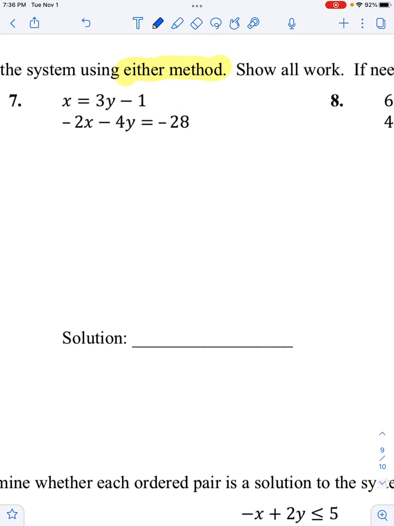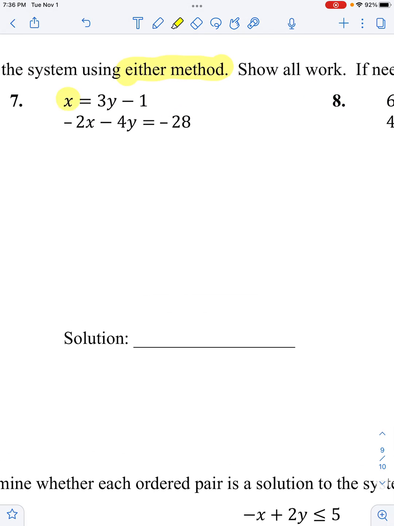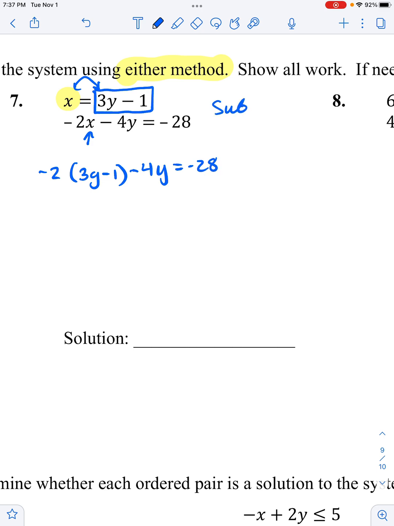So looking at this first problem, I think it's going to be easy to do substitution because they're telling me what x can be replaced by. So I can put that in for the x down here. So negative 2, and then I replace x with 3y minus 1 because they're up here the same. And then minus 4y equals negative 28. So this one I'm going to do by substituting. You could figure out how to do it by elimination, but it would turn out to be a lot harder. So this will be negative 6y plus 2 because the negatives cancel.